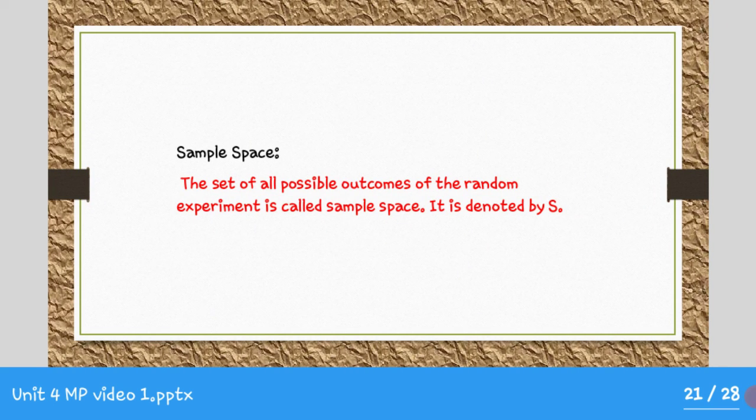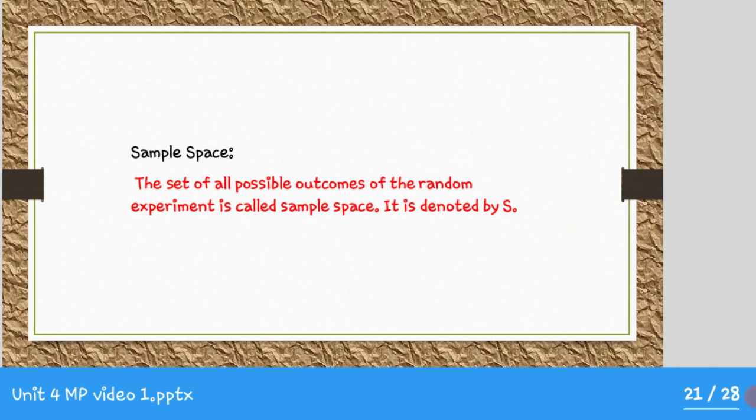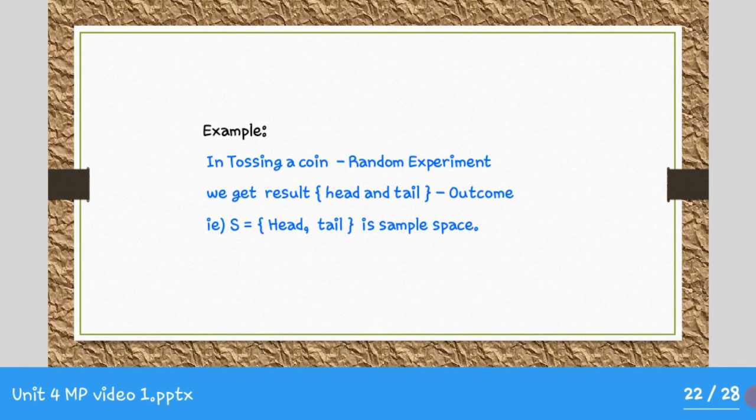Next definition is sample space. The set of all possible outcomes of the random experiment is called sample space. The sample space is denoted by capital S. Example, in tossing a coin, a random experiment, we get the results head and tail as outcomes. The sample space is head and tail.